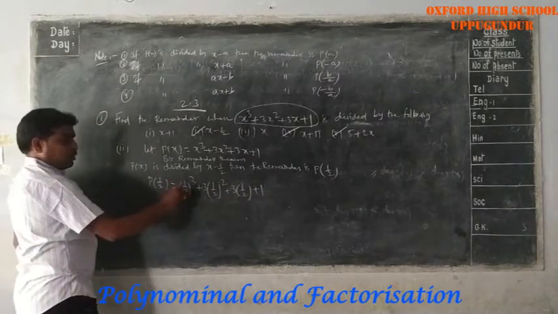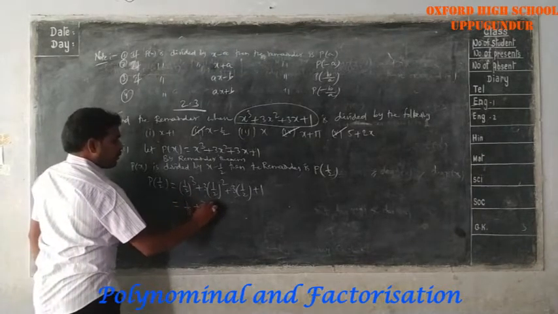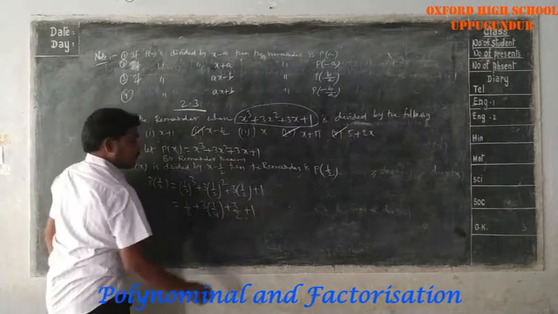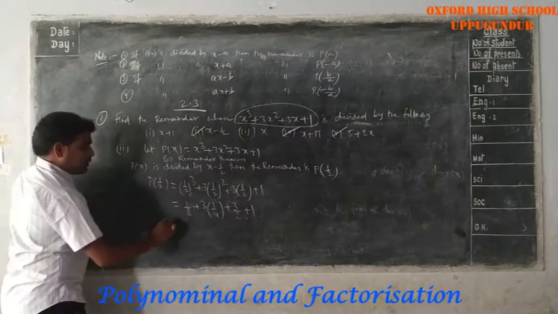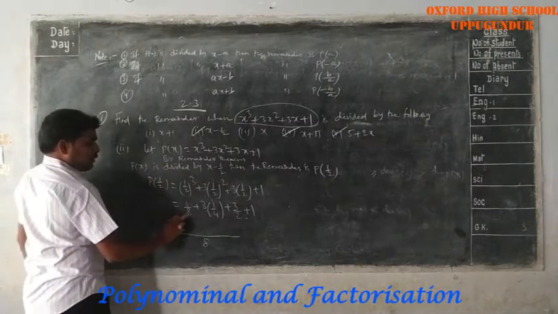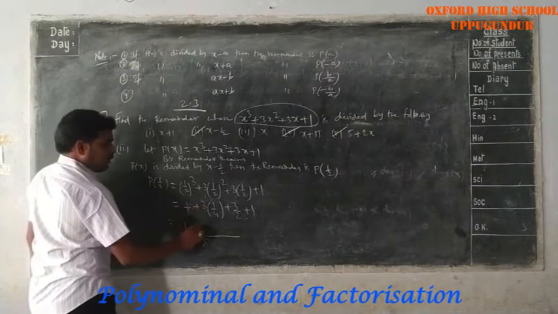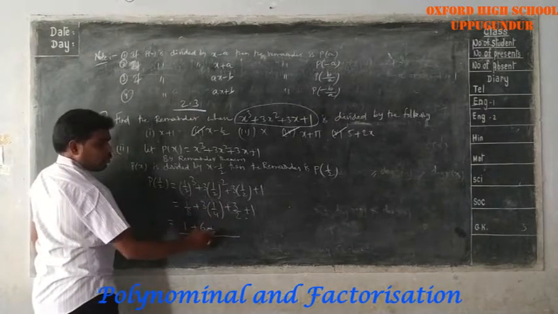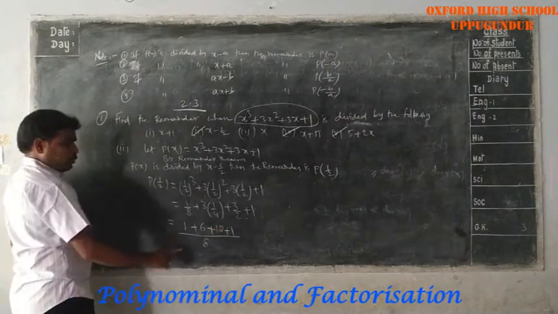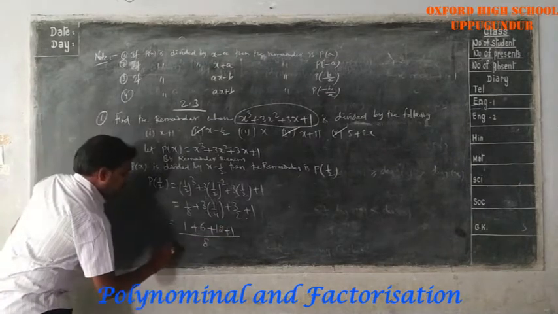So (1/2)³ is 1/8, plus 3 into (1/2)² is 1/4, plus 3/2 plus 1. When you are finding the LCM for all these, the LCM is 8. So 8 ones are 8, 1 into 1 is 1, plus 4 twos are 8, 2 into 3 is 6, plus 2 fours are 8, 4 into 3 is 12, plus 1. So 12 plus 6 is 18, 19, 20.